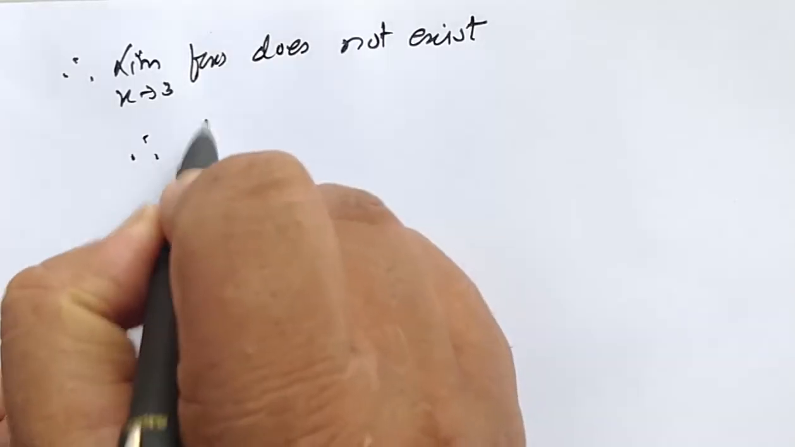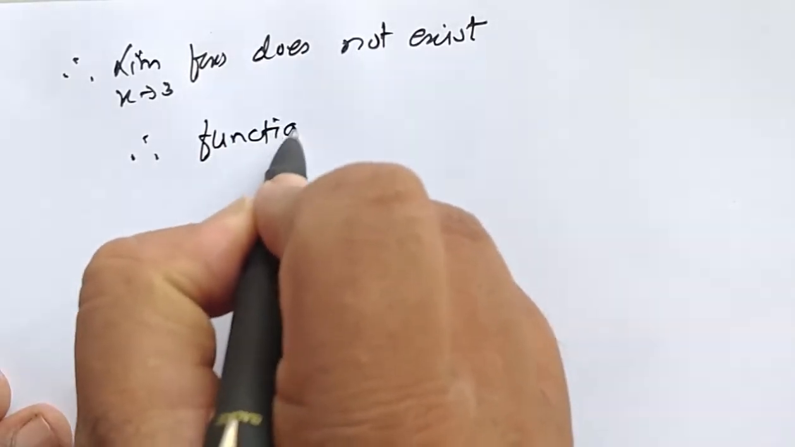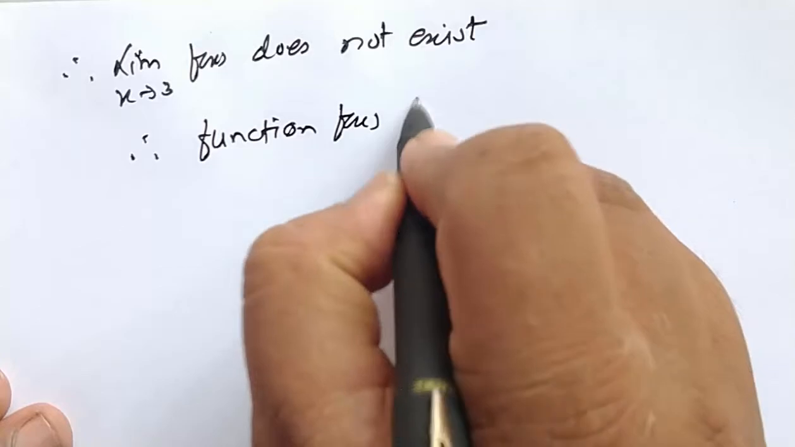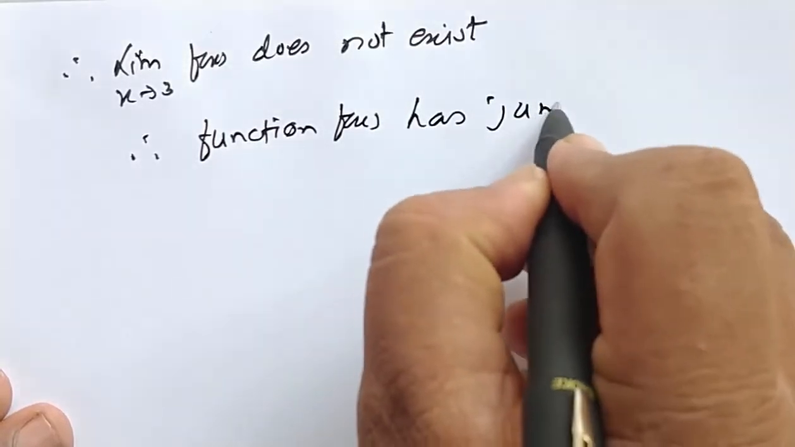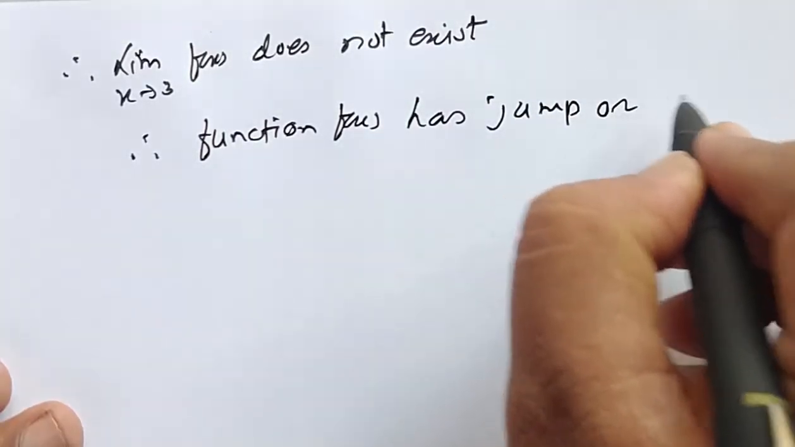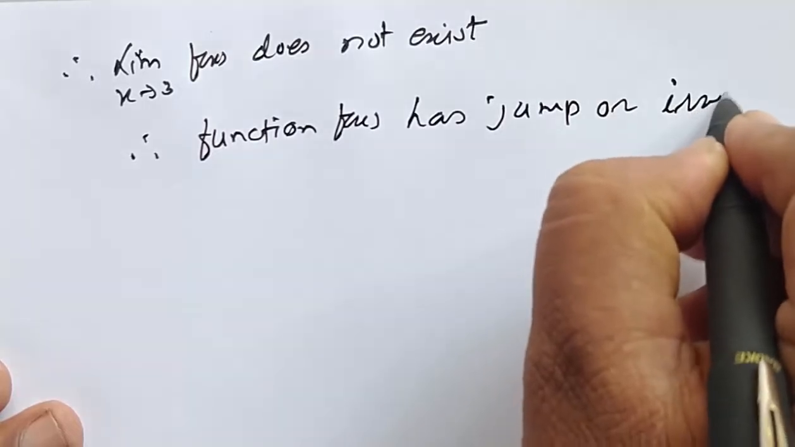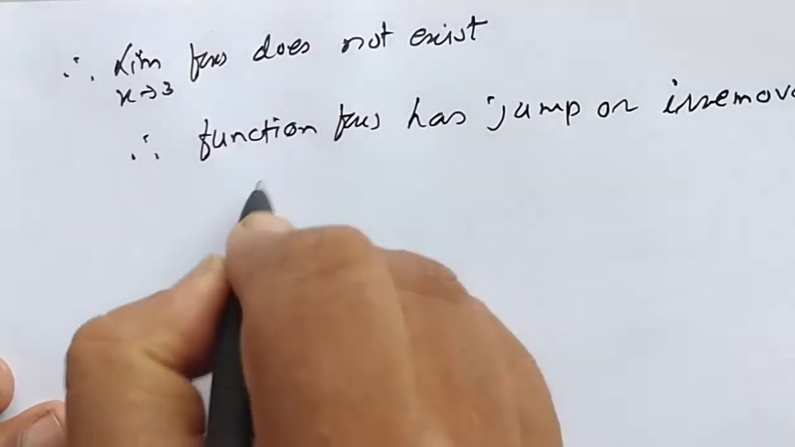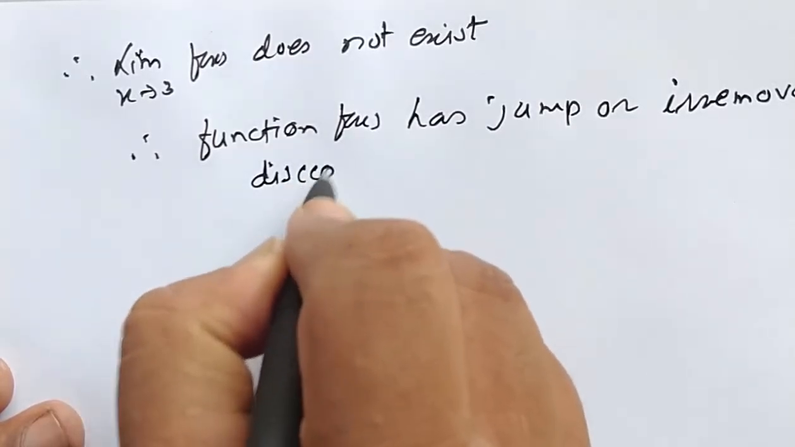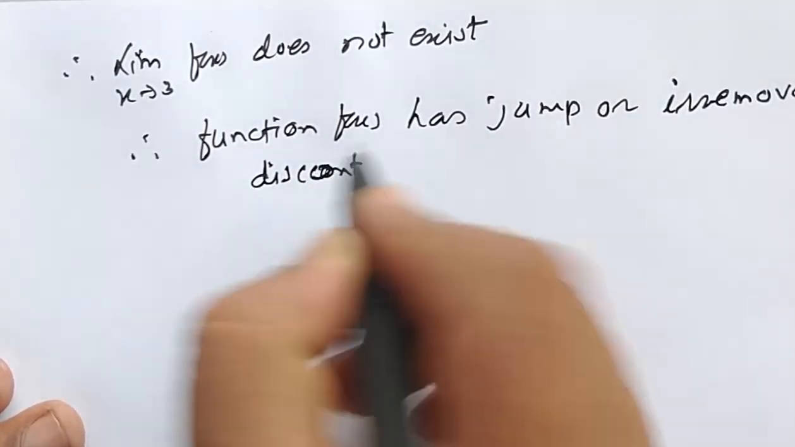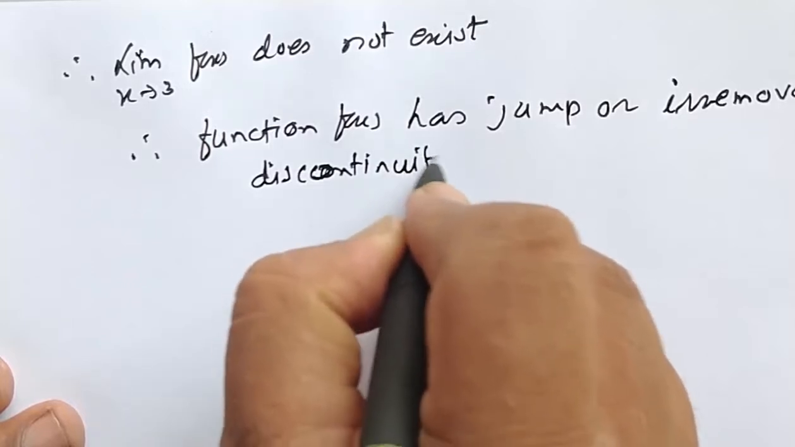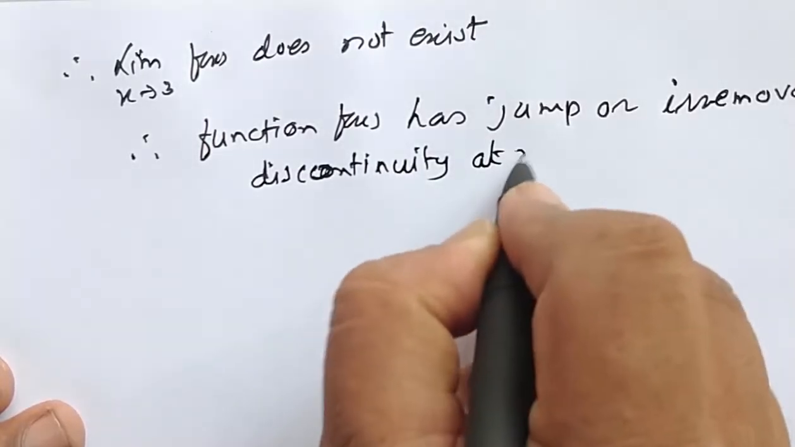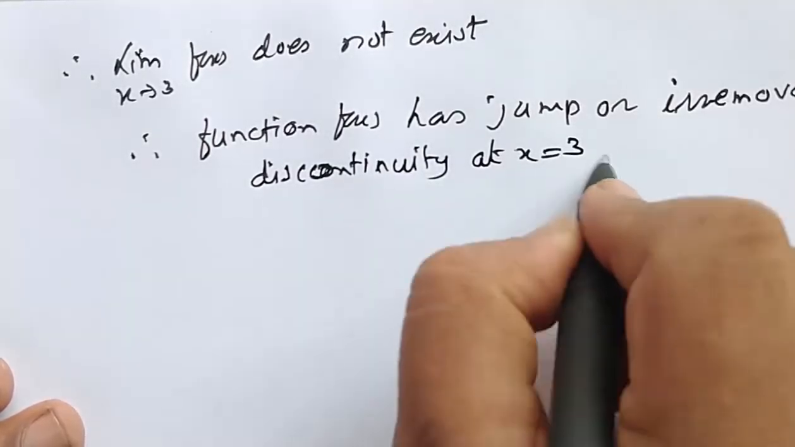Therefore, function f of x has jump or irremovable discontinuity at x is equal to 3.